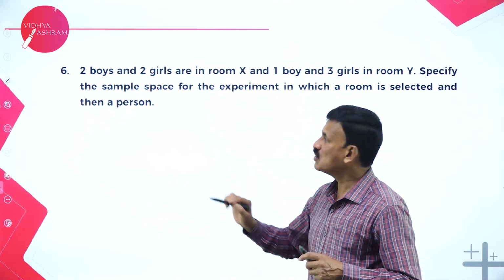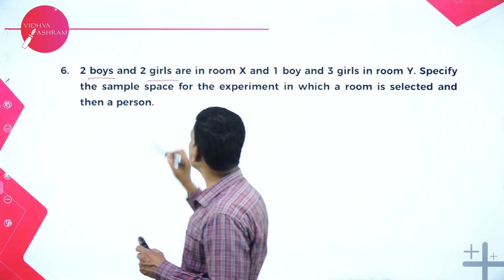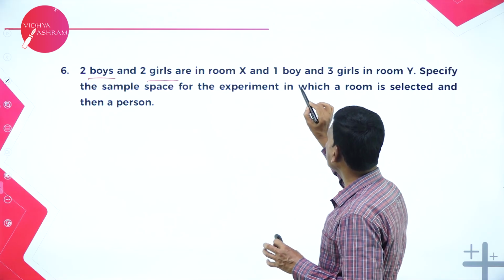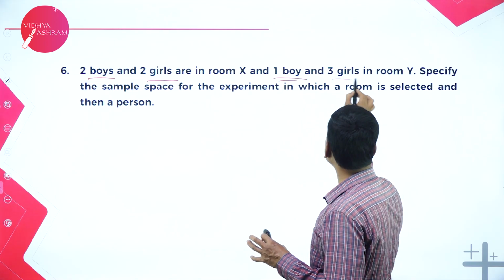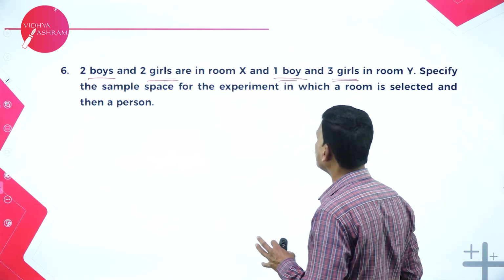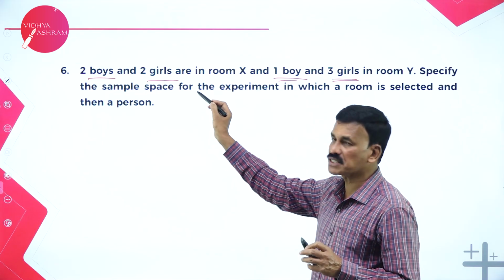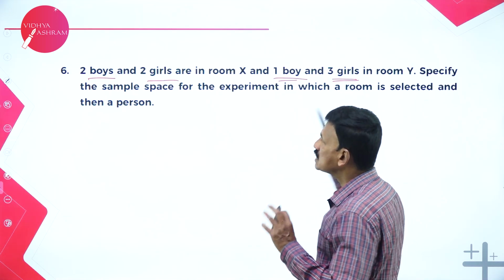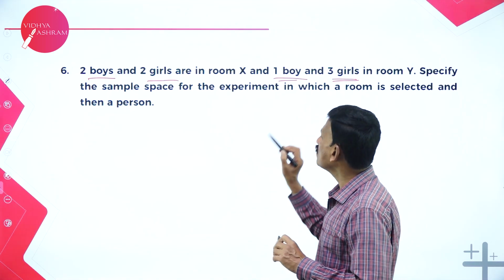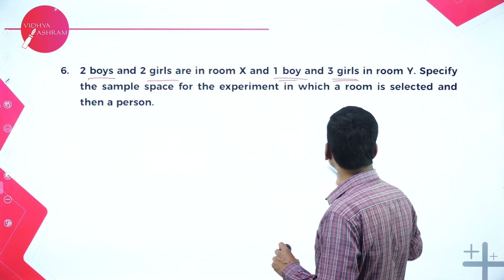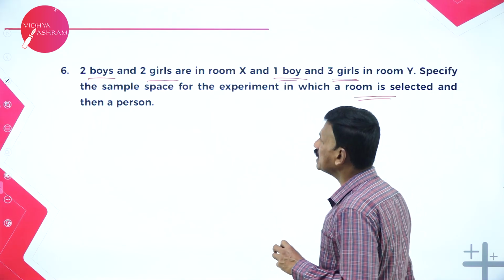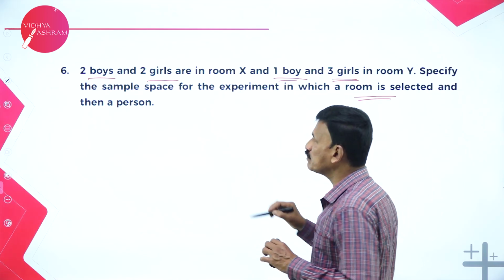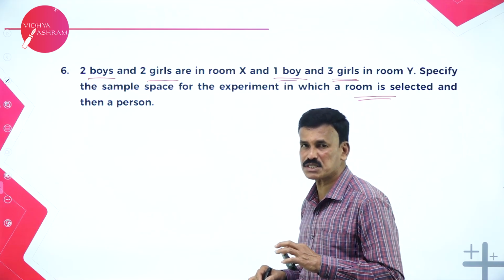Okay. 2 boys and 2 girls are in room X and 1 boy and 3 girls in room Y. So, in room number X, there are 2 boys and 2 girls. In room number Y, there are 1 boy and 3 girls. Specify the sample space for the experiment in which a room is selected and then a person. For this, we have to write the sample space.